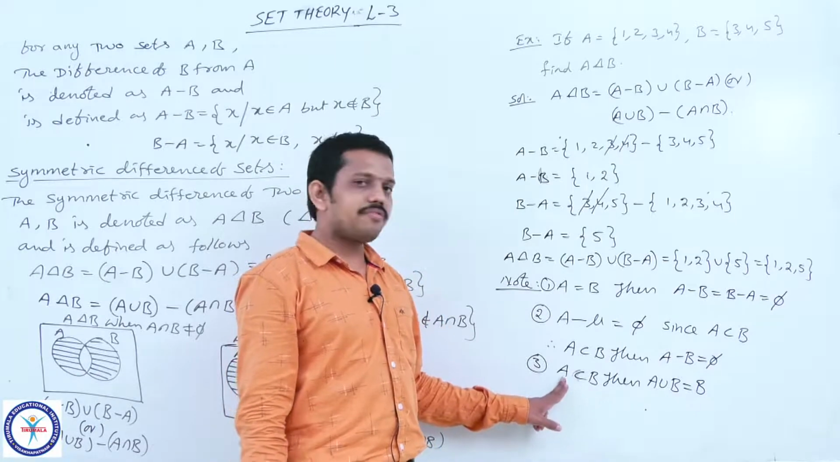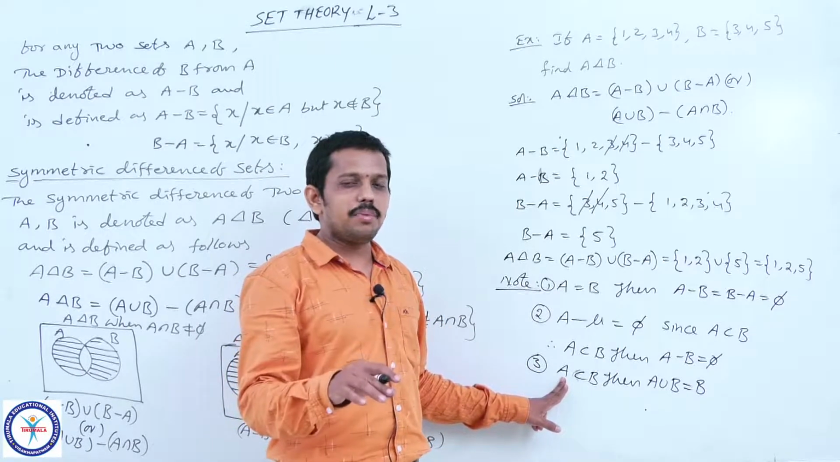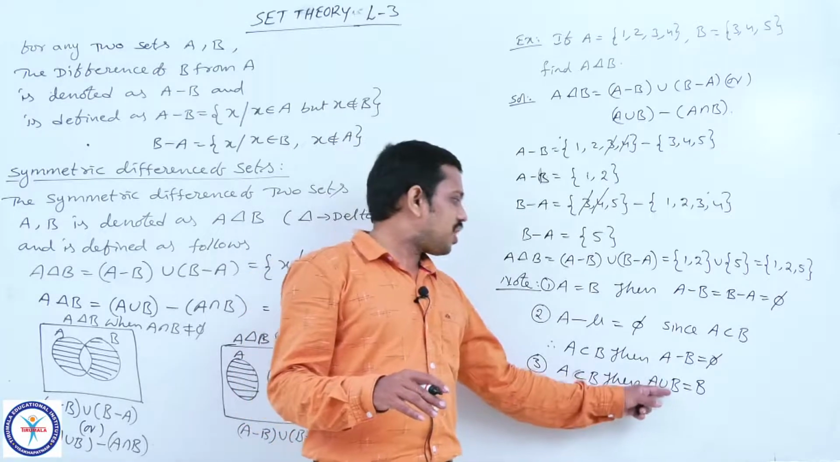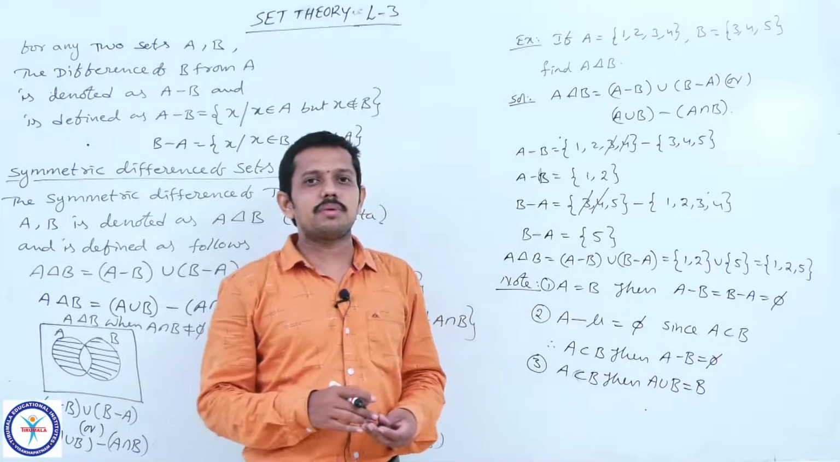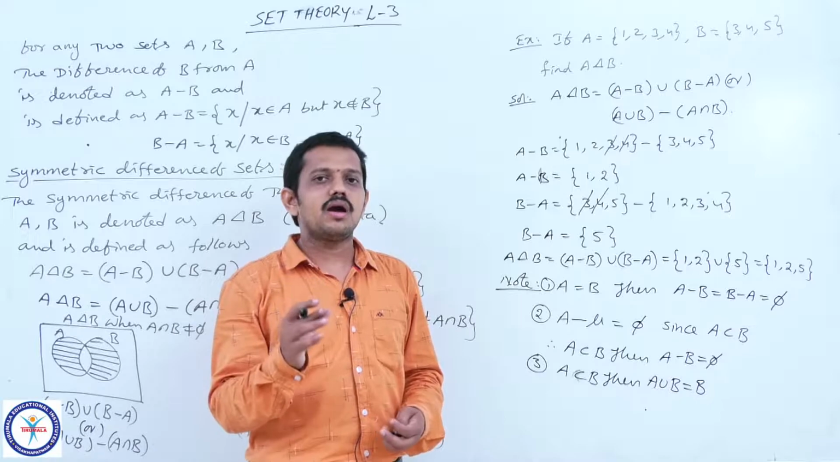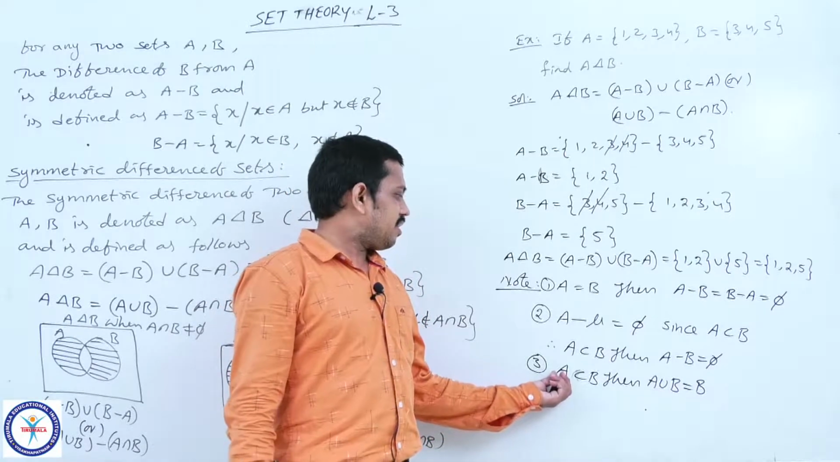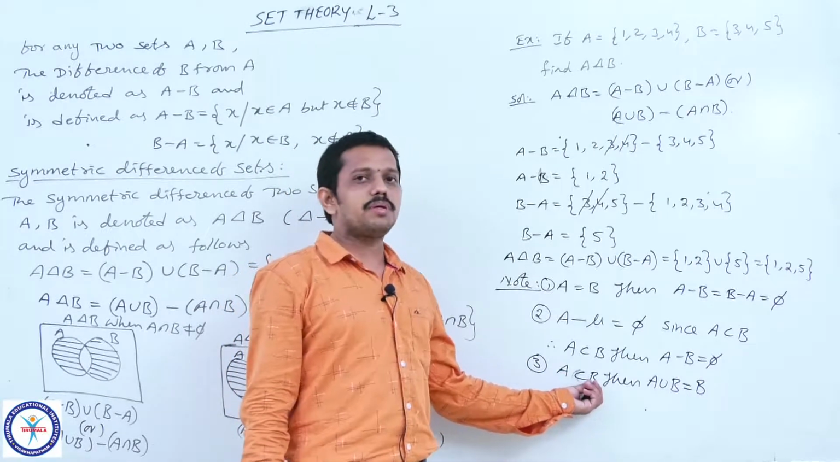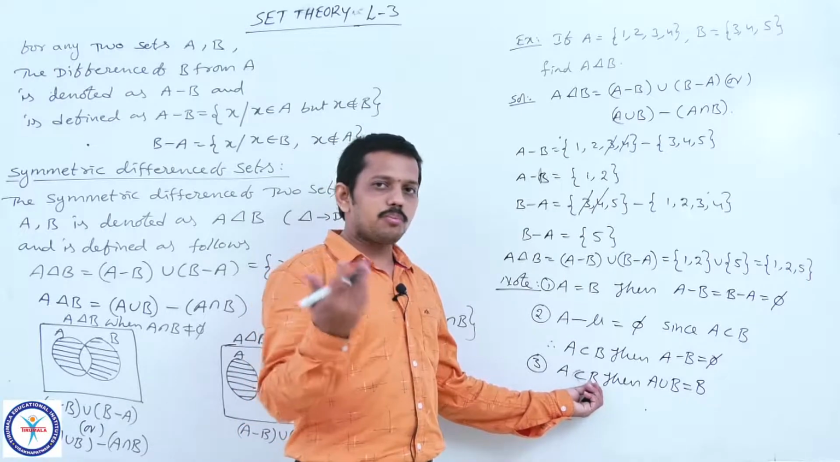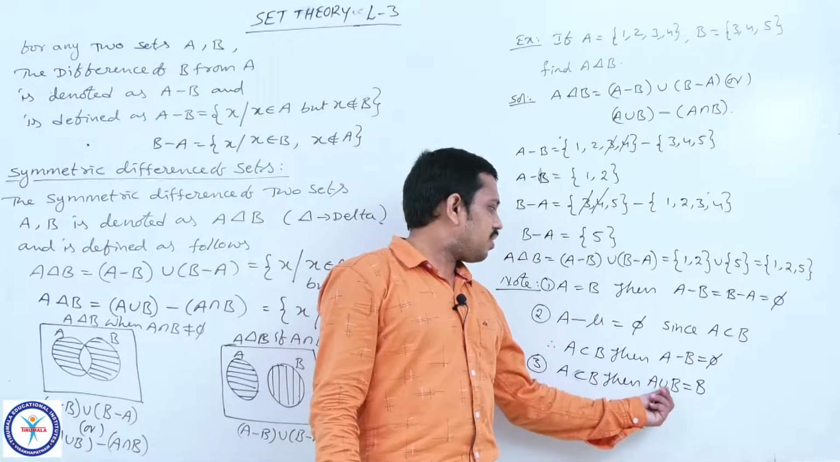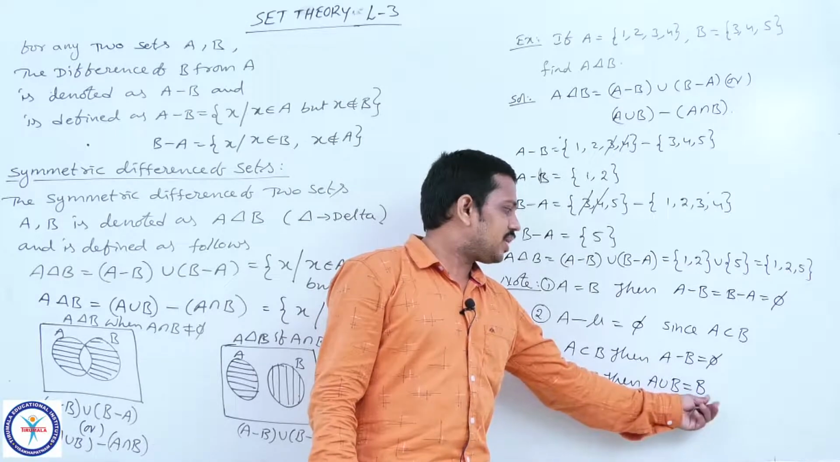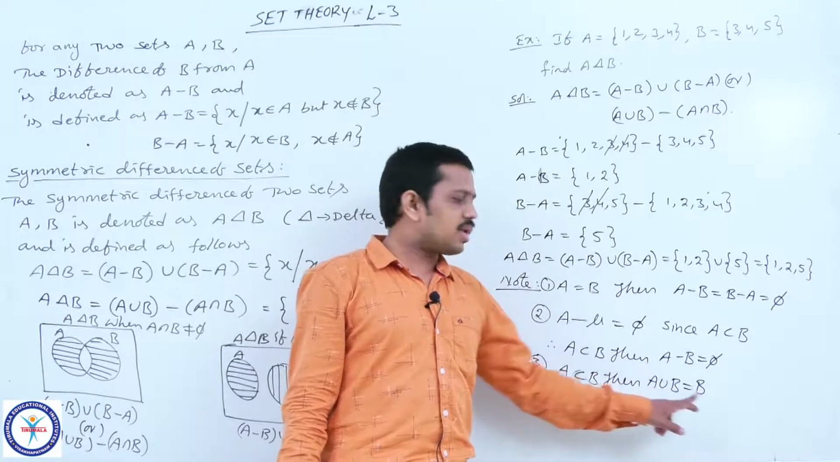So every element of A is also an element of B. Here A union B means the set of elements which belong to either A or B or both. Every element in A is also in B, meaning common in both. So A union B is equal to B, since B contains all elements of A.